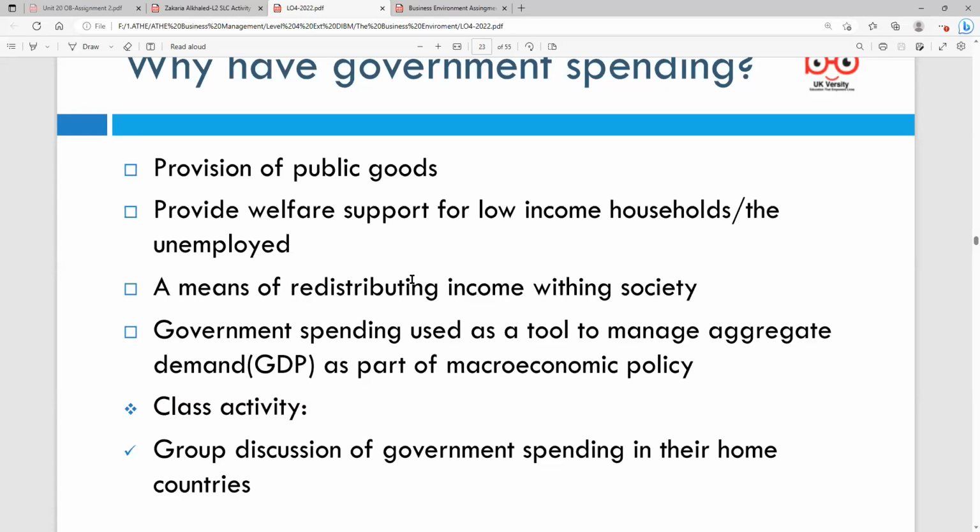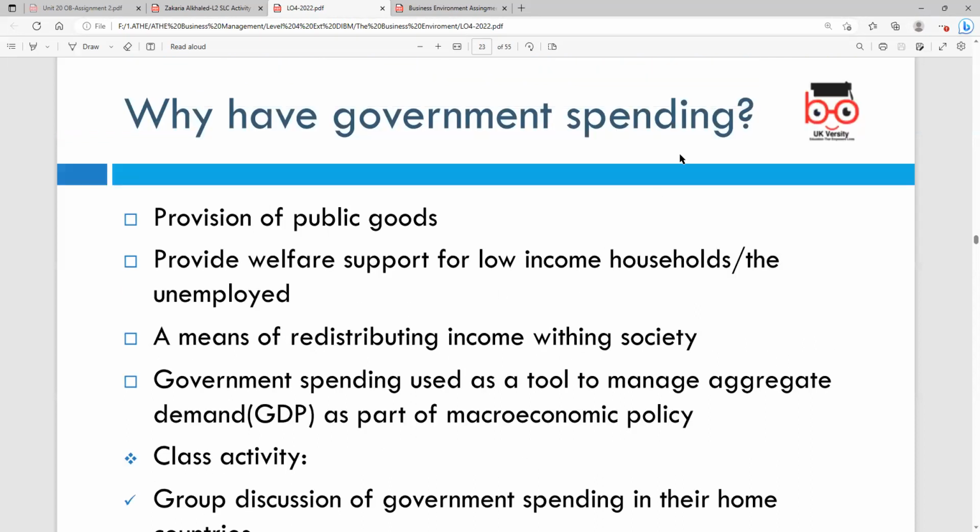What they get out of this spending is, number one, it allows the government to transfer or redistribute income from the rich to the poor. So it will create a kind of equality in the national society, an equal distribution of income. That's why they tax people: to redistribute income, they take it from the rich and give it to the poorer people.